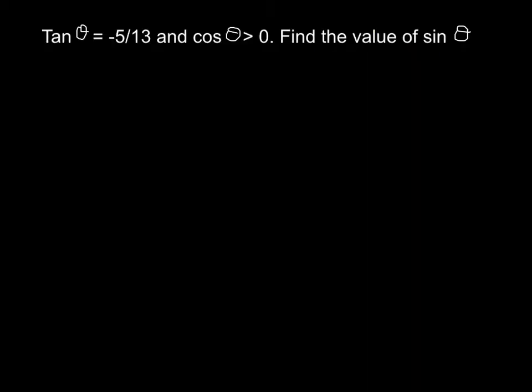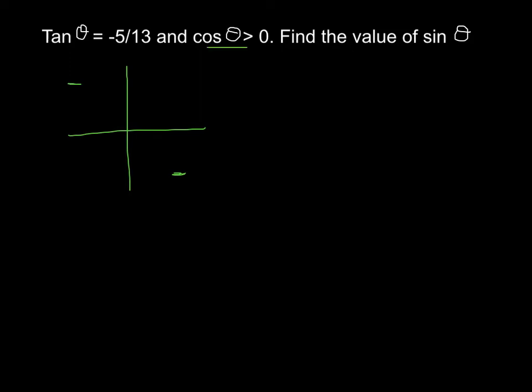Okay, so let's look at a similar problem, but with a different presentation. We know the tangent of theta is negative 5/13, and we know that the cosine of theta is greater than 0. The first thing we want to think about is which quadrant that's going to end up in. The tangent is negative 5/13, so the tangent is negative in the fourth and in the second quadrant, because one of the coordinates, either the x or the y, is negative.